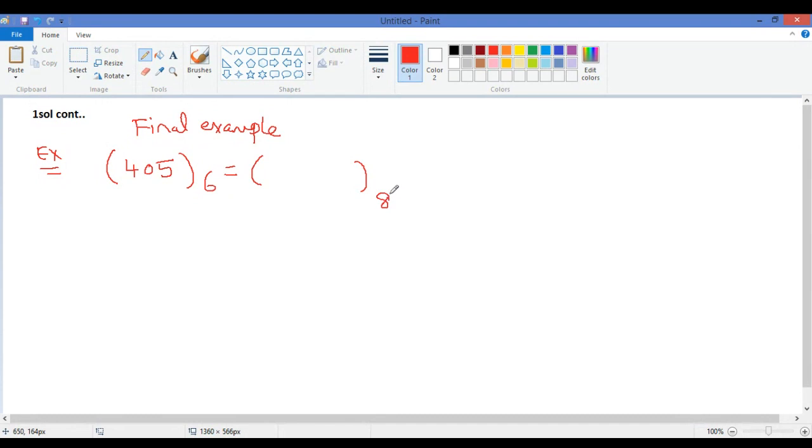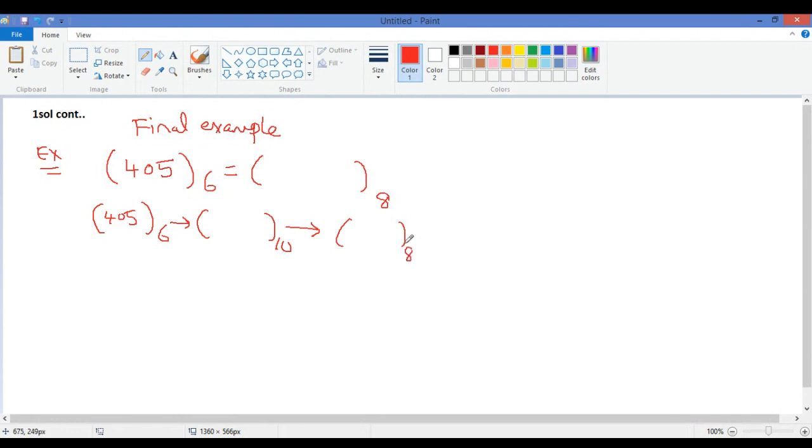This is a little bit tricky. Please note down this question. You have to convert 405, which is in base 6, into base 8. Okay. Now, how will you do it? First, convert this base 6. Our second skill is to convert this 405, which is in base 6, to base 10. From base 10, you convert it into base 8.